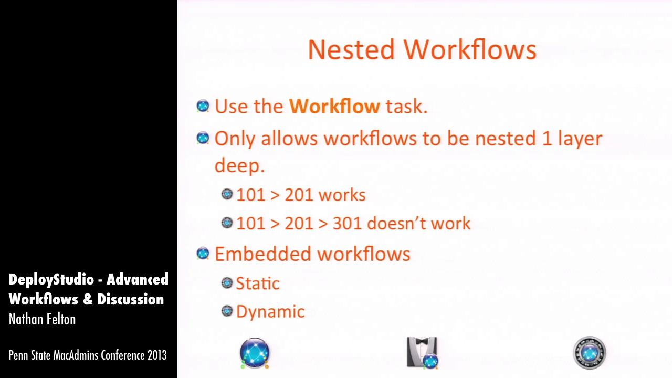And embedded workflows allow for two methods. They allow for static and dynamic. Dynamic is done through scripts, and you can make it pick a workflow based on information, which we're going to go over, or you can say statically always run this specific workflow. So switching back, I'll show you that real quick, hopefully. There we go. Oh, nope, wrong one. There we go. All right.